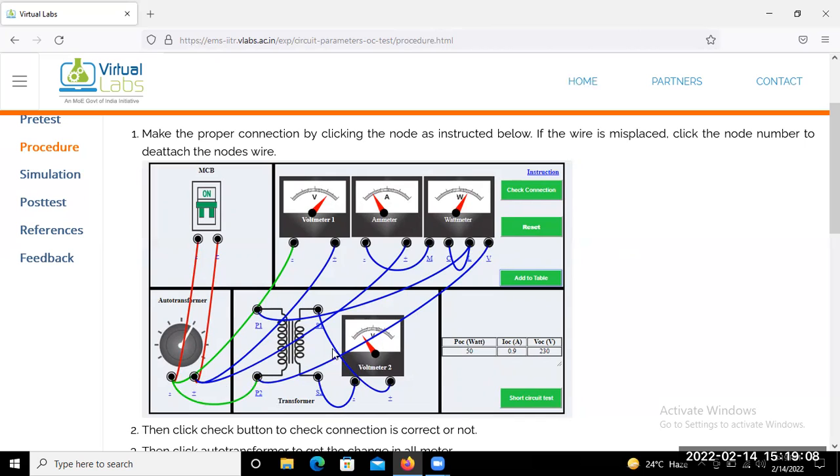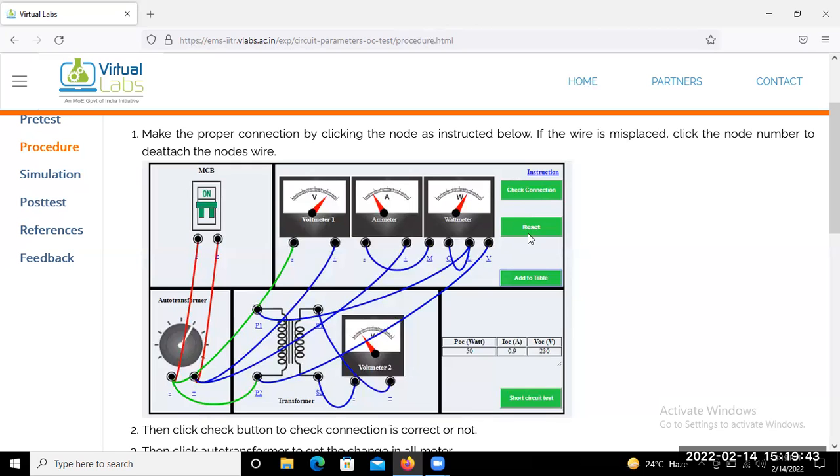Okay, so if we connect one voltmeter on the HV side, you will get whatever voltage is induced. And if your connection is correct, then you click here, that means check connection. If it is right, it will show yes, your connection is correct, you can move on to the experiment. Otherwise, if your connection is wrong, you may reset from this point and again try to connect the instruments in the proper manner.